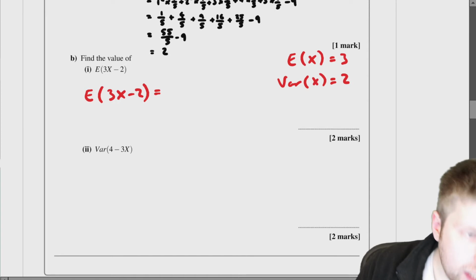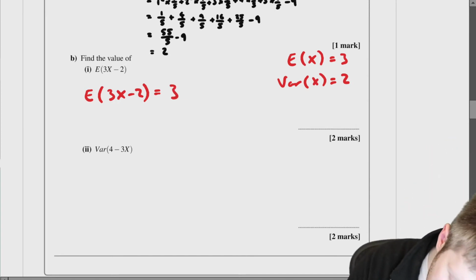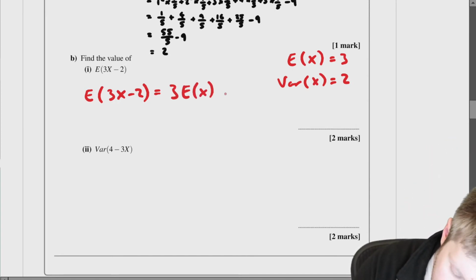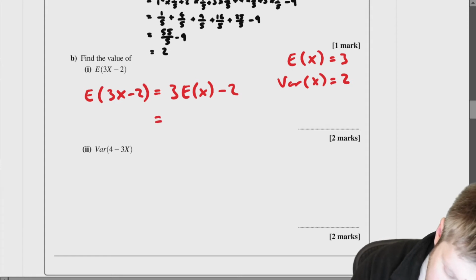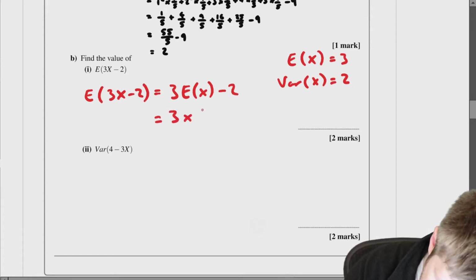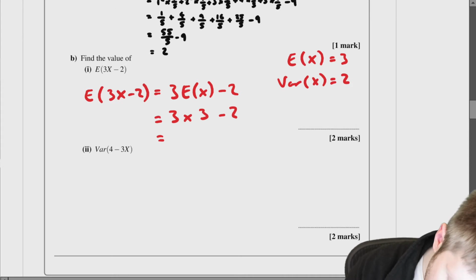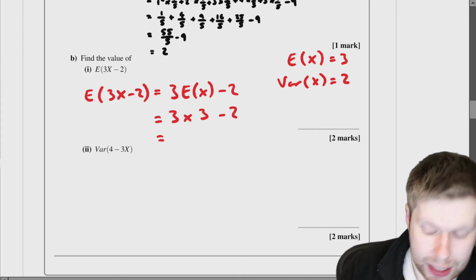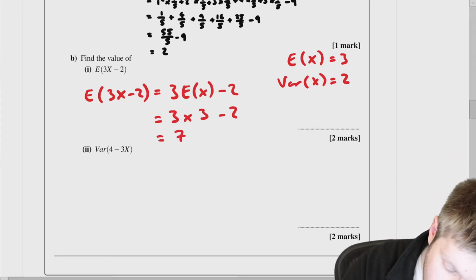Well, are you happy using the expectation algebra? This should just be 3 times the expectation of x minus 2. So let's think about this. It's going to be 3 times, well, the expectation of x is 3, take away 2. So we get 3 times 3, which is 9. Take away 2, that's going to give us 7. So that's going to be our final answer there.